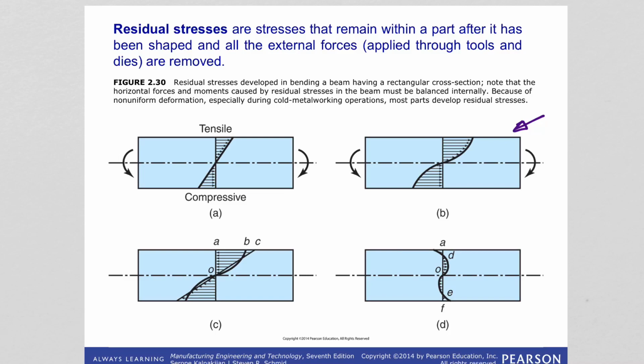Now, once you remove those bending forces, bending moments, what is going to happen here is the forces will act in opposite directions once we remove the bending stresses. Okay, so at the end, the net stress distribution will look like this. That is going to remain in the sample.